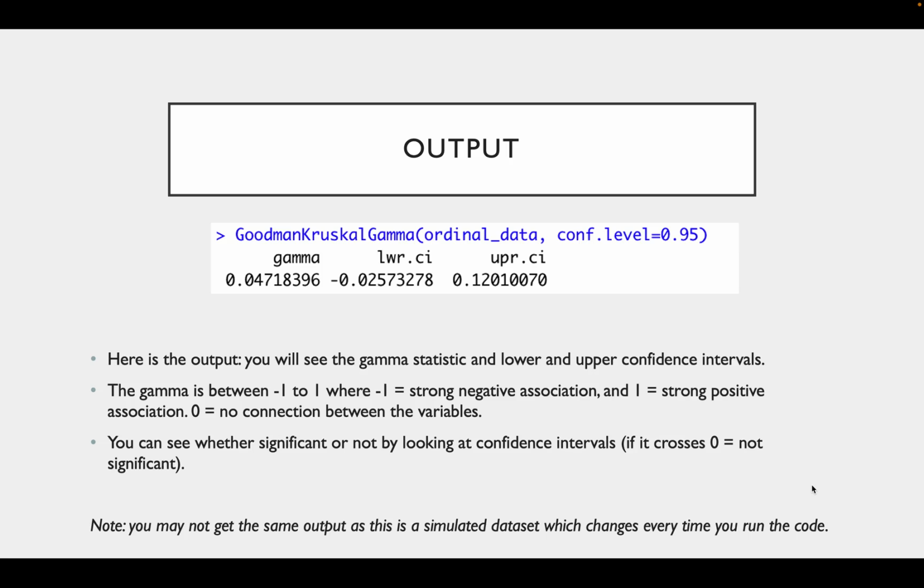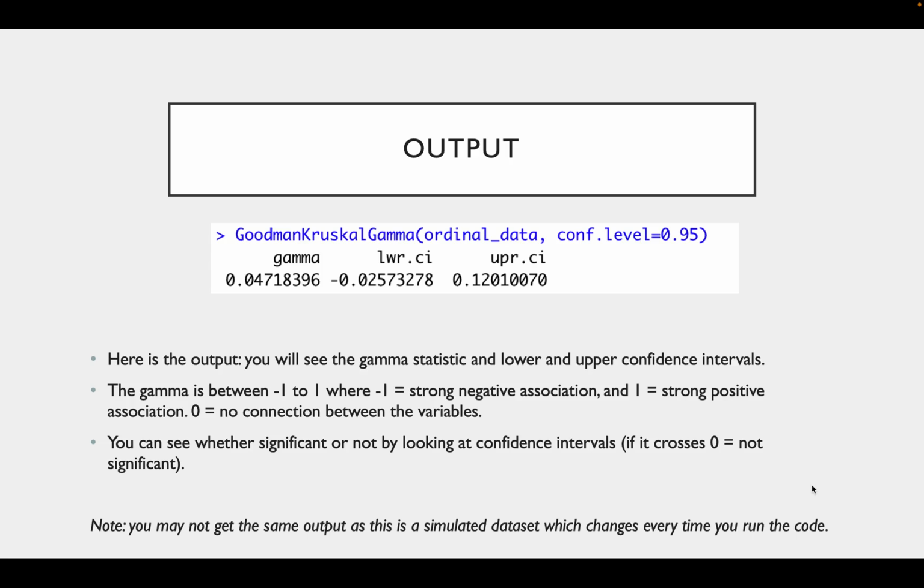And this is the output we get. As you can see here, we have the gamma statistic and the lower and the upper confidence levels. So the gamma statistic ranges between -1 to 1, where -1 is a strong negative association and 1 is a strong positive association. So the interpretation is a bit like when you do a correlation.